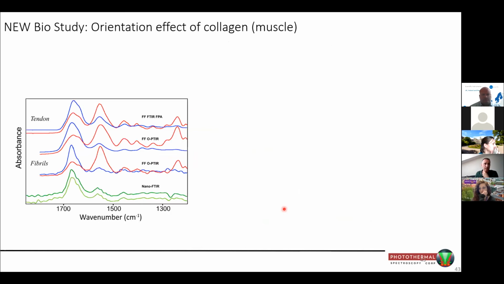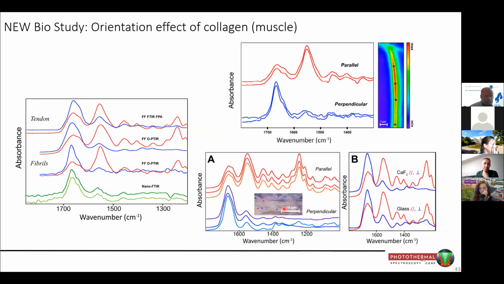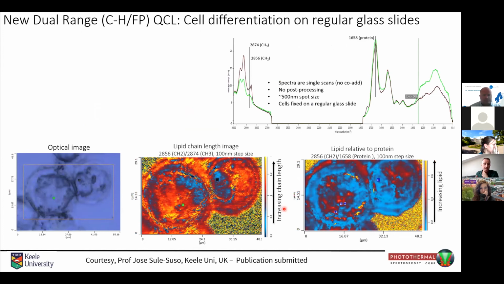I may skip this one. This is a publication from Kathy Goff. This is one of my favorites. In fact, I've got this same sample loaded in the system in Santa Barbara for the demo at the end of it. It's really cool because we looked at cell differentiation on regular glass slides. That's right. So we measured these on glass, not calcium fluoride.